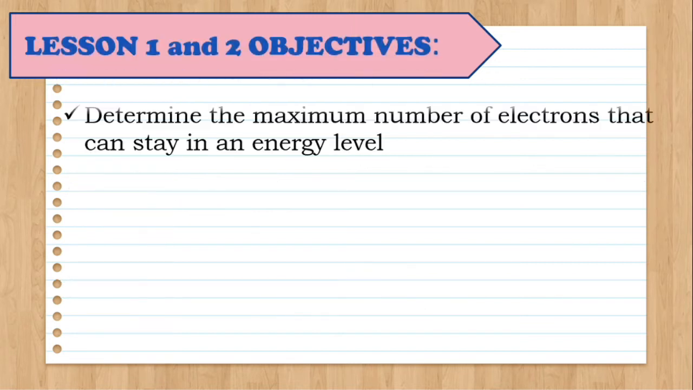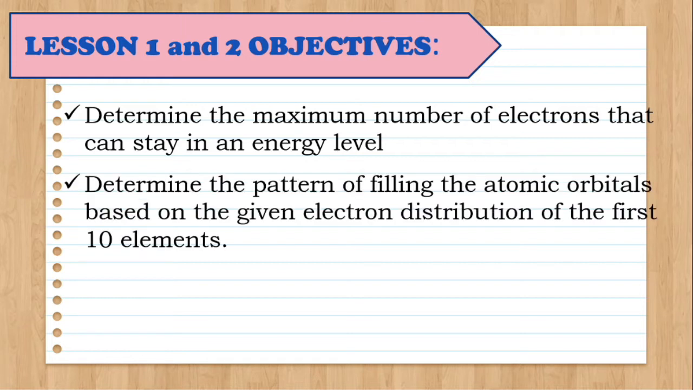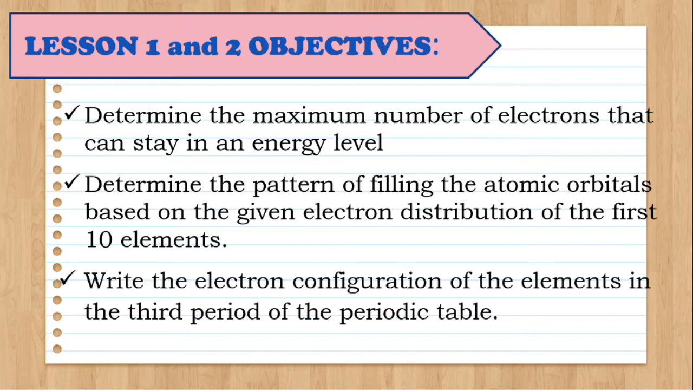Identify the energy levels, sublevels, and atomic orbitals in an atom. Determine the maximum number of electrons that can stay only in an energy level. Determine the pattern of filling the atomic orbitals based on the given electron distribution of the first 10 elements, and write the electron configuration of the elements in the third period of the periodic table.